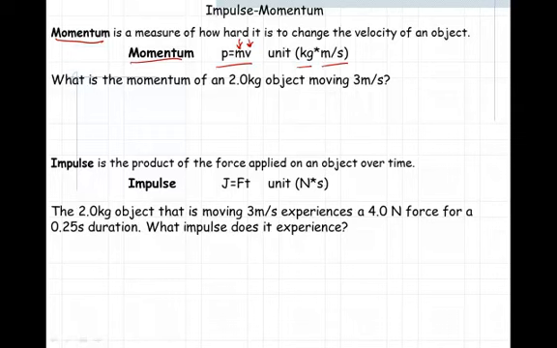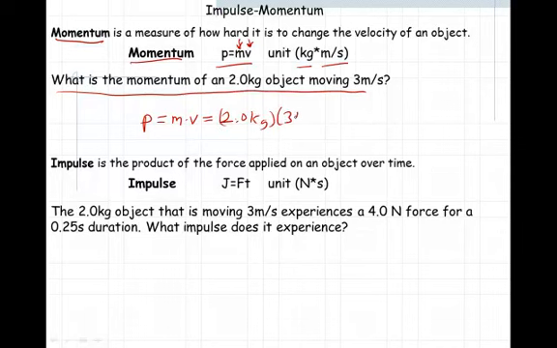In this really simple equation, we're asked what is the momentum of a 2 kilogram object moving 3 meters per second. So in our really simple equation for momentum, we just take the mass and multiply it times the velocity. So that would be the 2 kilograms times the 3 meters per second, and that would give us 6 kilogram meters per second.